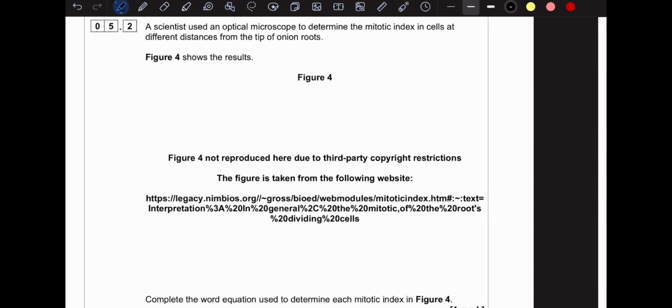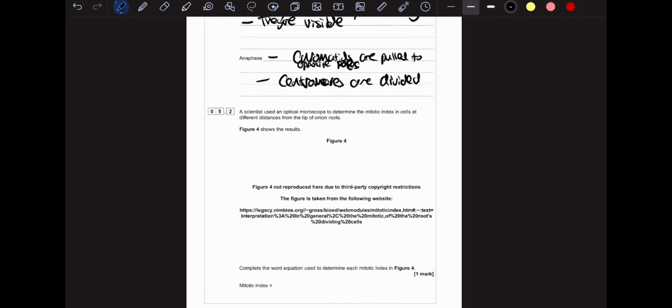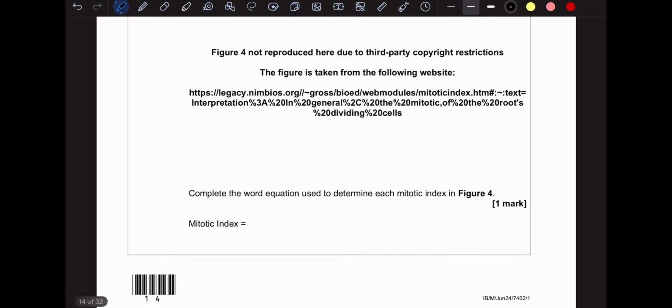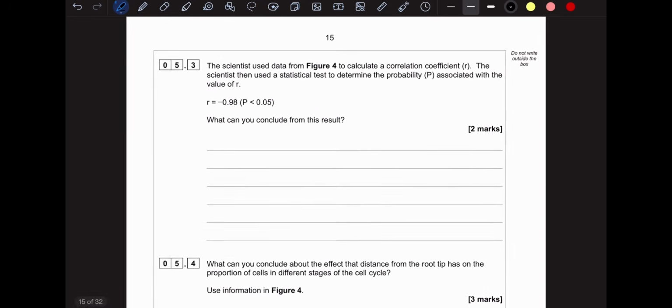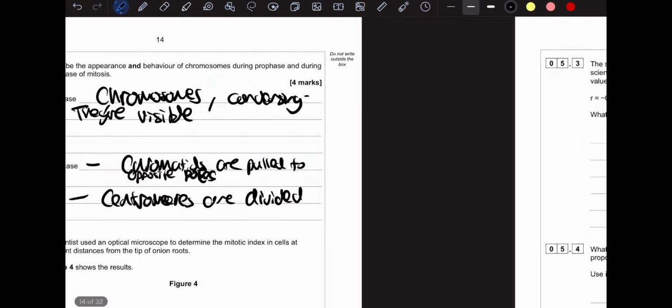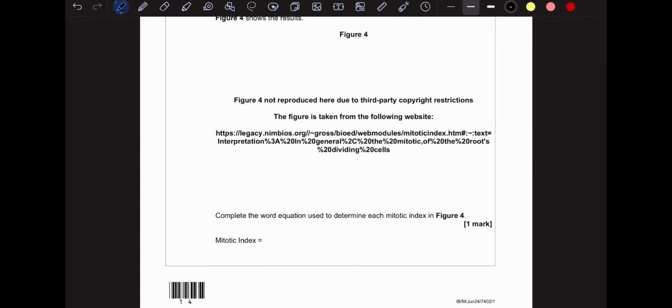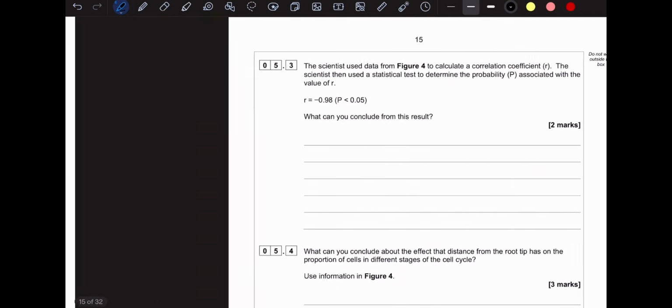5.2, it seems that they used a figure that's not here, and we have a website. Yeah, I'm not going to that. We're just going to skip this one. I don't think that would be too hard. What is it, mitotic index? Yeah, mitotic index, you're just counting, right? I'll give you the formula. So it's cells undergoing mitosis over total cells.